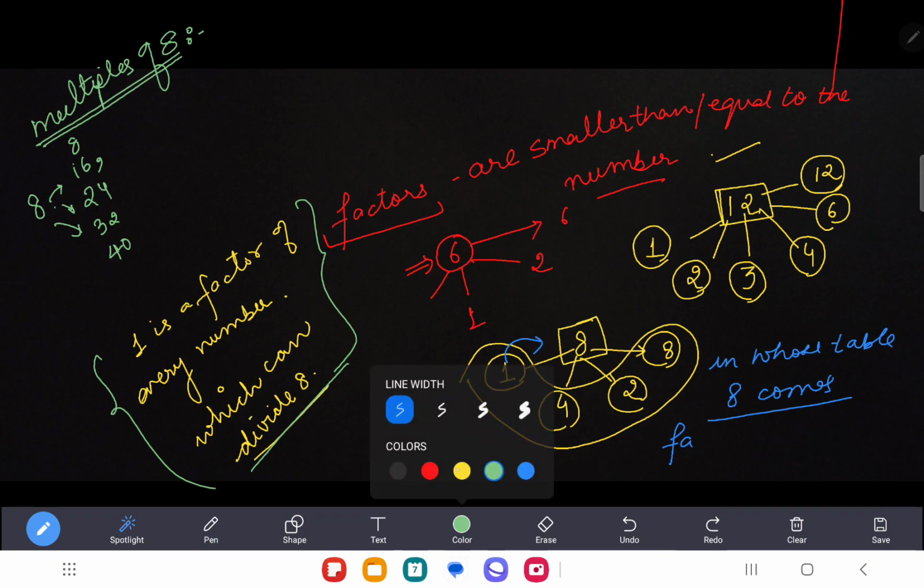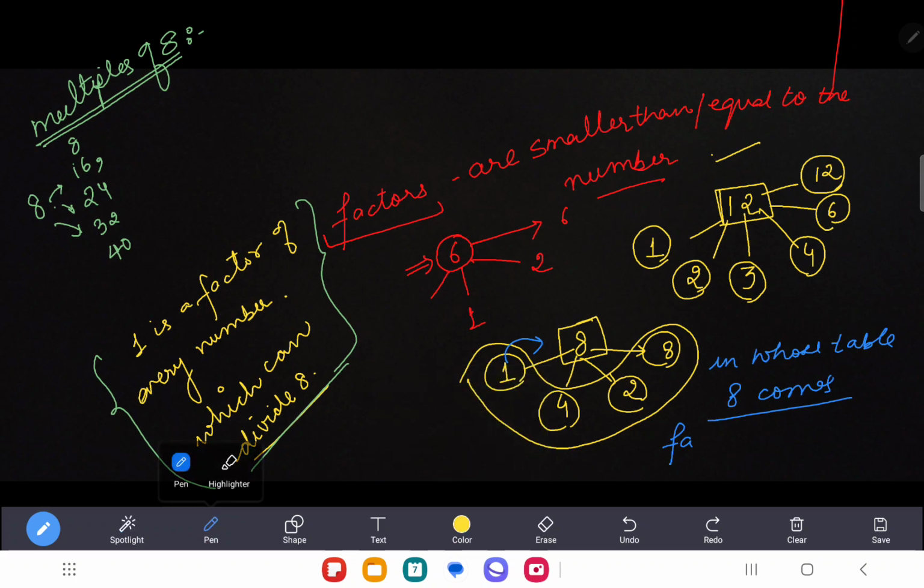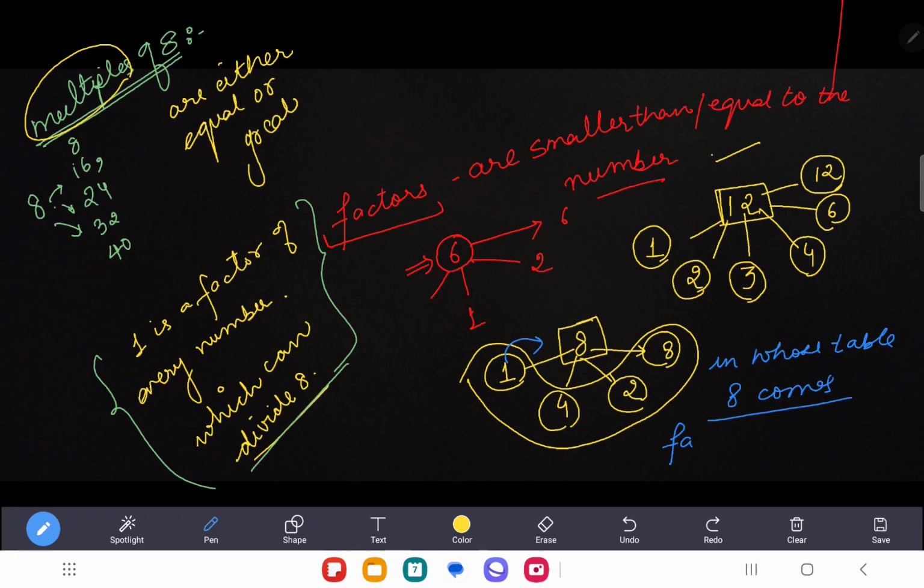Basically, multiples are those numbers which come in the table of 8. Like if I'm asking you to write down the multiples of 8, multiples are either equal or greater than the number whose multiples we are finding. You understand? Are you sure? So the multiples of 8 could be infinite. Lots and lots of multiples you can find out for 8.